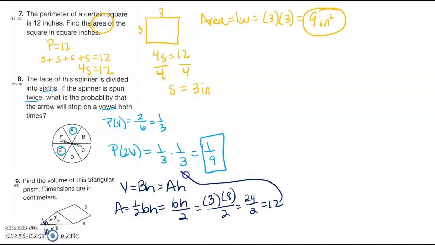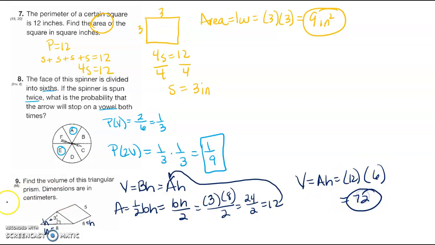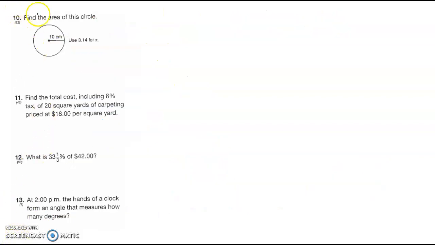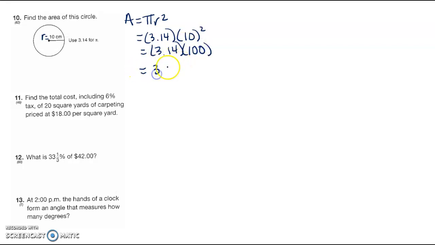And now I'm going to take this and I'm going to plug it in right here. So volume is equal to A times H, which is 12 times, this is going to be my height for volume. So that's 6, which is 72. Okay, area of a circle. Area is equal to pi r squared. R is equal to 10, so I'm just going to plug in what I have. 10 squared. Let me just make sure I get this. For some reason I'm drawing a blank. That's what I thought. Okay.